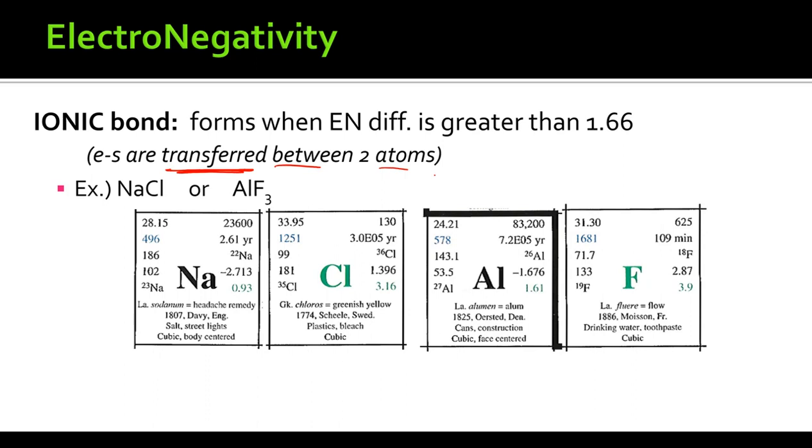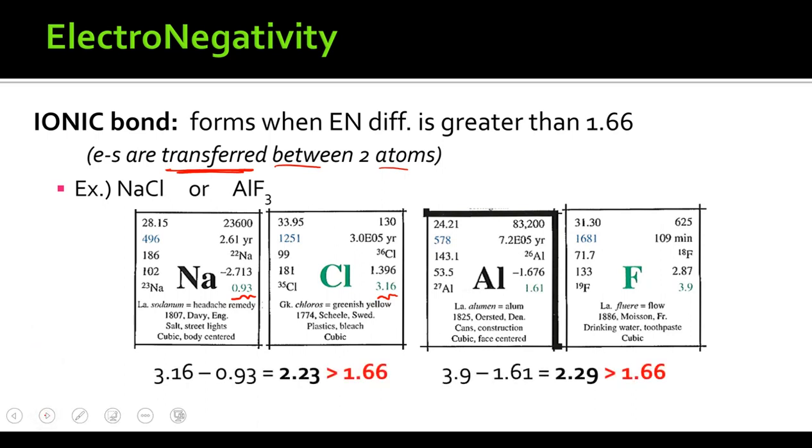So to figure out the bond type, you just look at those values as they're given here on the periodic table, 0.93, 3.16, and you subtract those two numbers. And if the difference between them when you subtract is greater than 1.66, then you'll find that it's an ionic bond. So for example, here, sodium chloride when subtracted gives us a difference of 2.23, which of course is bigger than 1.66, and therefore sodium and chlorine would form an ionic bond.